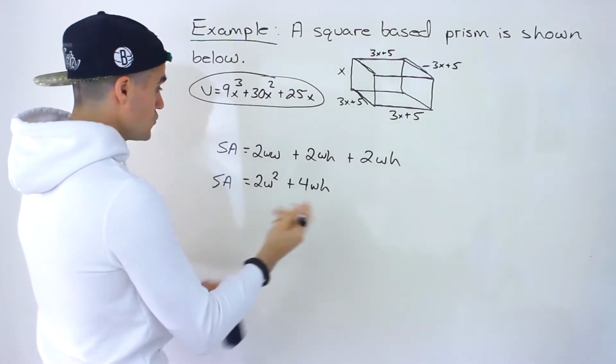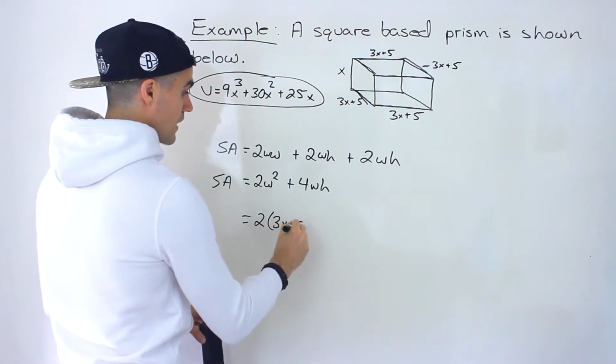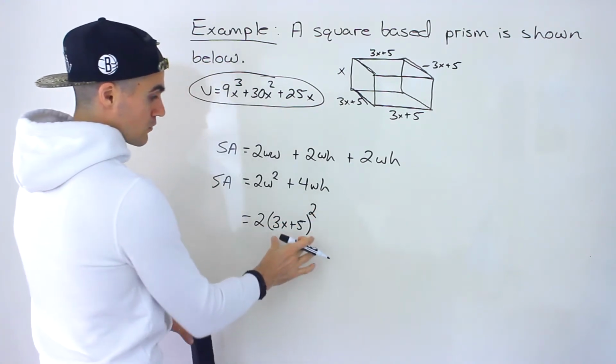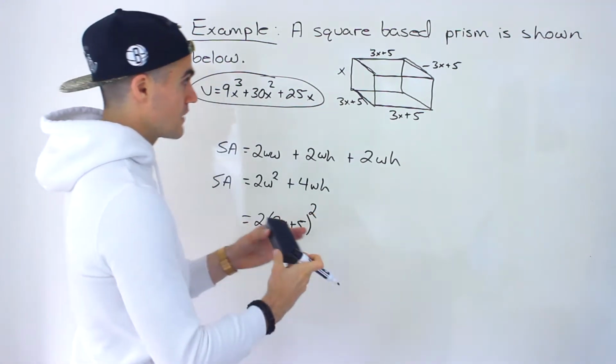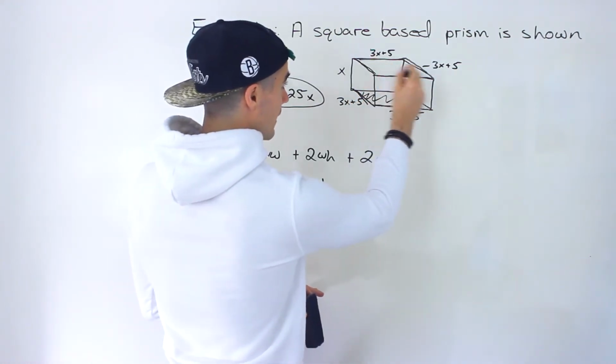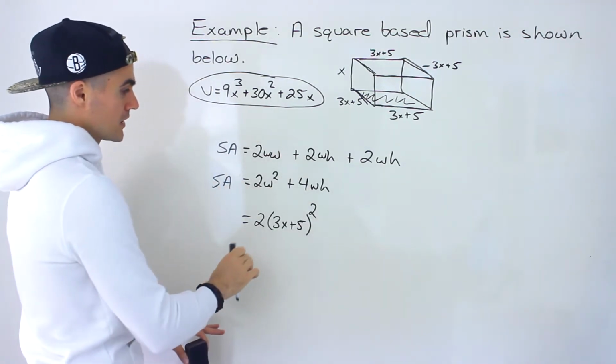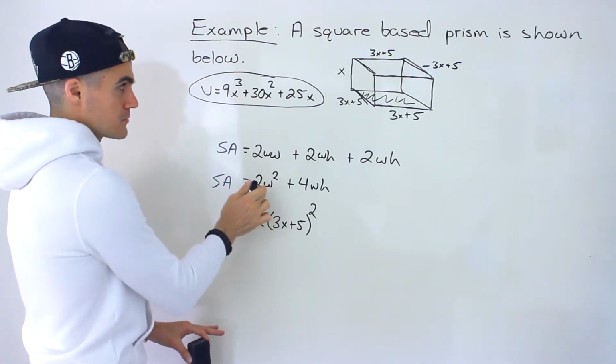And there's 2 of those faces, so we'd have 2 times (3x + 5) squared. (3x + 5) times (3x + 5) gives us the area of the base, and then there's 2 of them, at the bottom and then at the top. That's why you multiply by 2. So that's where this portion comes from.